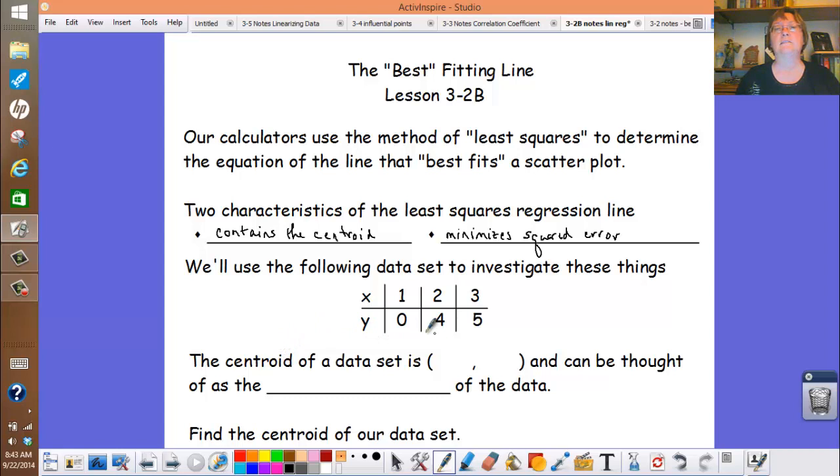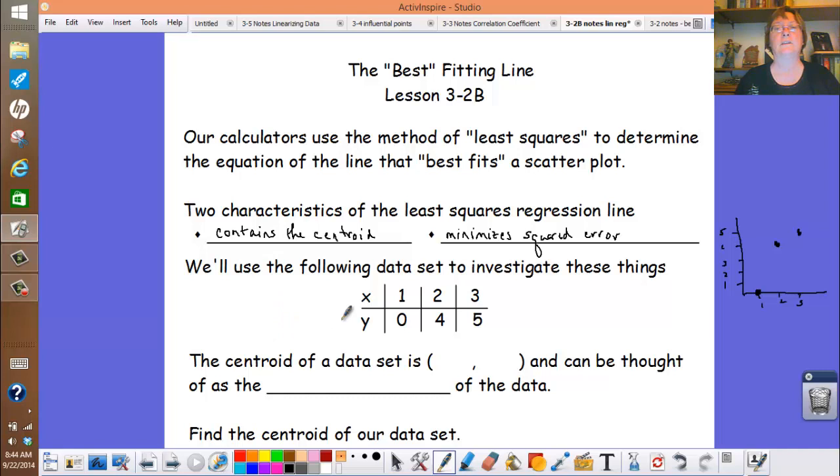We're going to use this tiny data set to look at this. I'd like to have you make a scatter plot of it out in your corner. X's are 1, 2, and 3, so I'm going to just say starting at 0, 1, 2, and 3. The Y's go from 0 up to 5, so 1, 2, 3, 4, and 5. As you plot these points, again, very small data set, first point at 1, 0, then 2, 4, and then 3, 5. So you can see that the trend is increasing here.